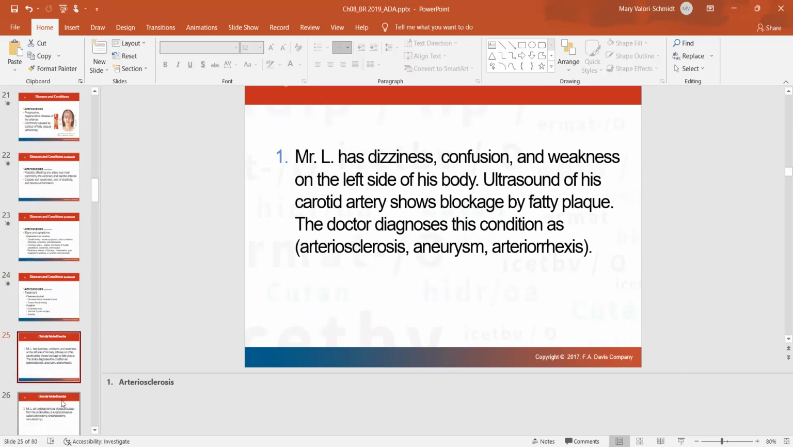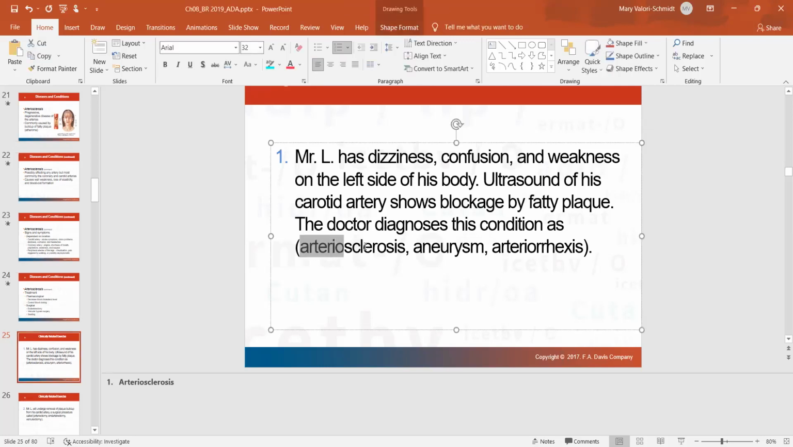So here are some little case studies. Mr. L has dizziness, confusion, and weakness on the left side of his body. Ultrasound of his carotid artery shows blockage by fatty plaque. This condition is, anybody? Come on. Arteriosclerosis. Thank you, Ashbal. Yes, arteriosclerosis. We'll use blue. That's prettier than yellow.